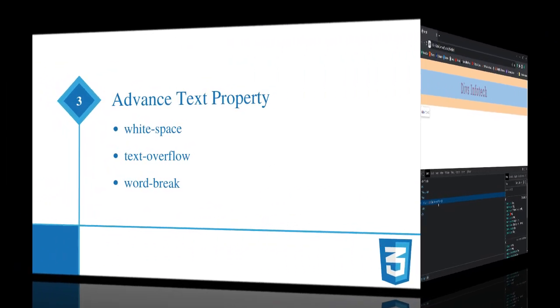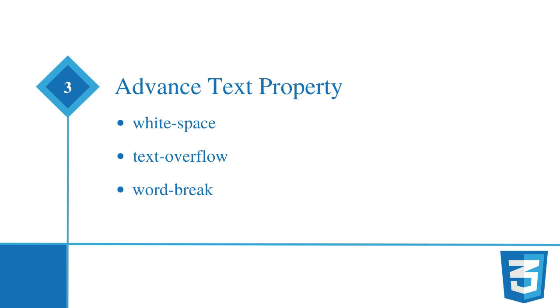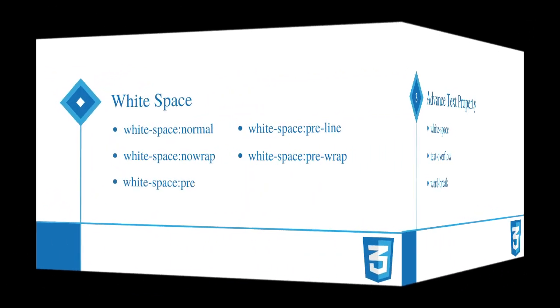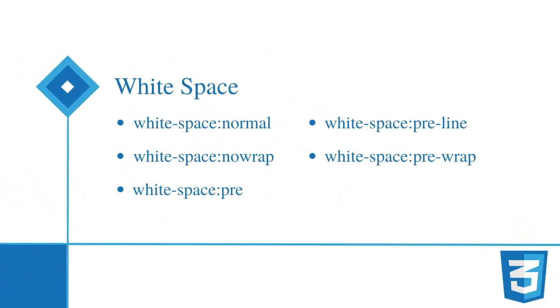Next, we will discuss about advanced properties of text such as white space, text overflow and word break. Next, we will discuss about white space property. The white space property specifies how white space inside an element is handled. So now you may have the question, what is white space? White space is any character or series of characters that represent horizontal or vertical space in typography.